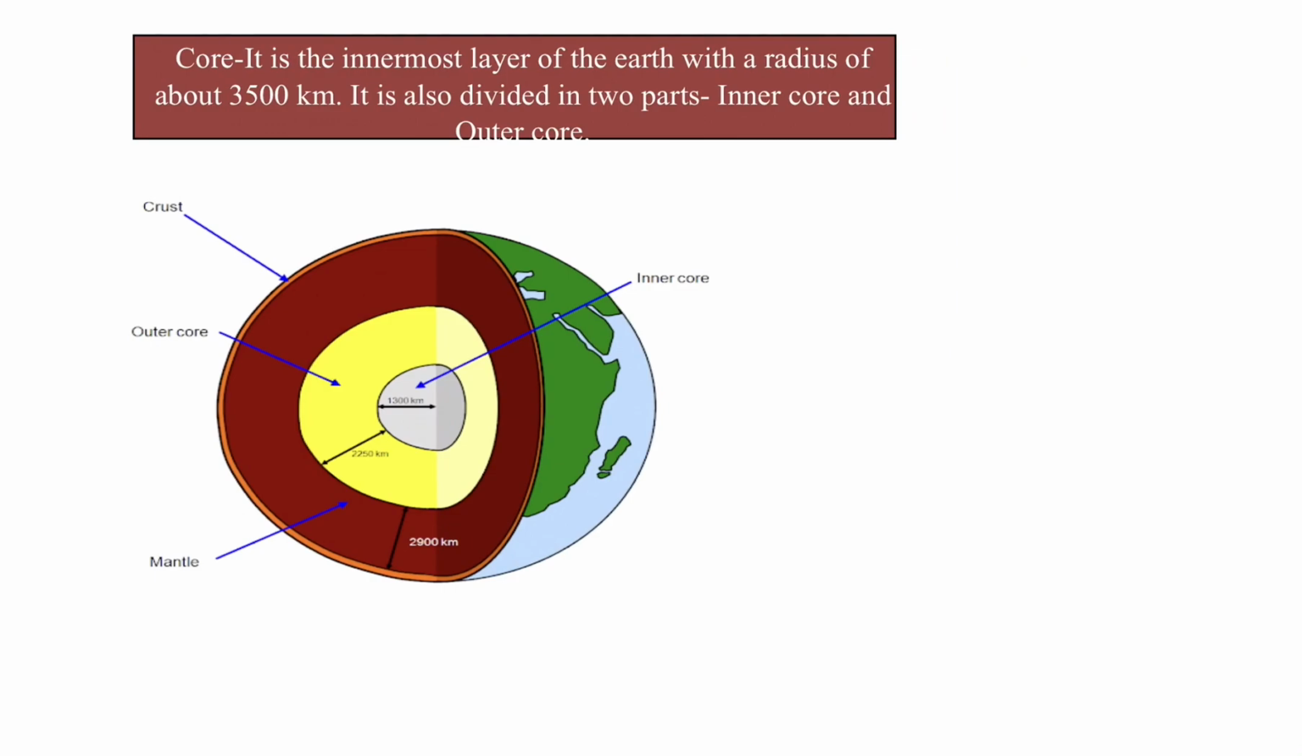Now the third layer, the innermost layer of the earth with a radius of about 3500 km. It is also divided into two parts, inner core and outer core.